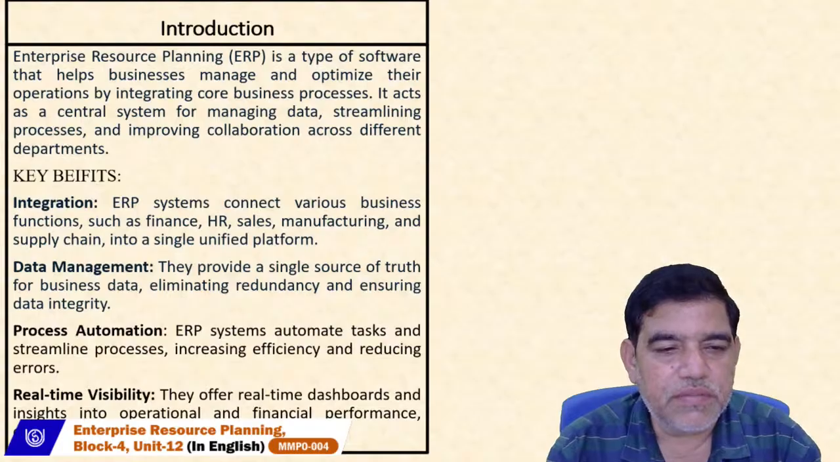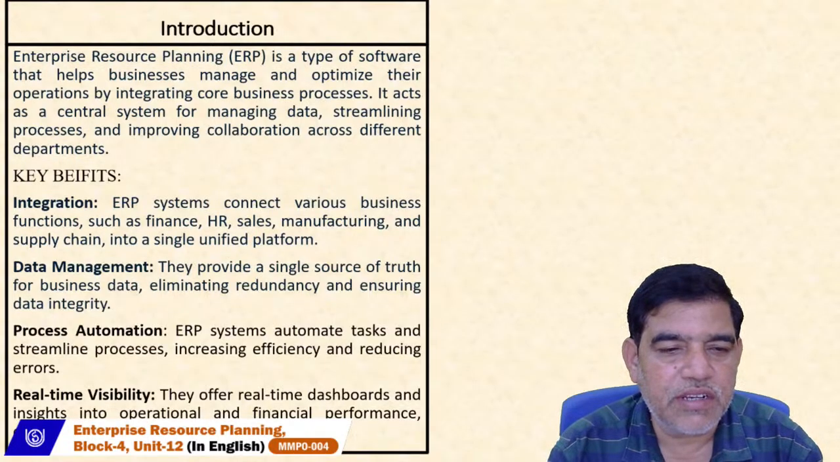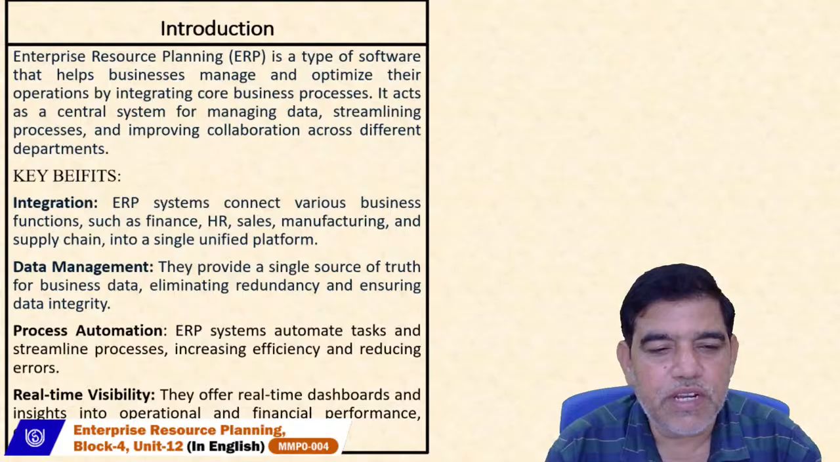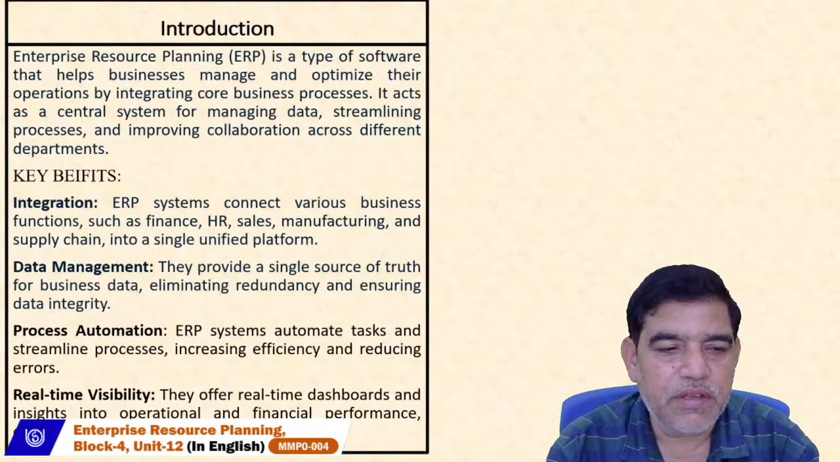Data management. They provide a single source of truth of business data, eliminating redundancy and ensuring data integrity. That is the meaning of this. Redundancy means duplicate records are not stored in the database, because ERP basically understands that only the correct data are stored in the database. Process automation. ERP systems automate tasks and streamline processes, increasing efficiency and reducing errors.